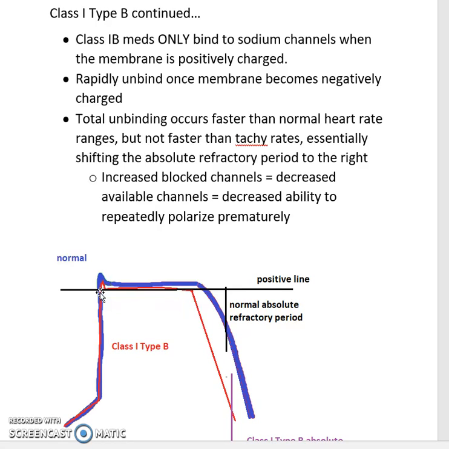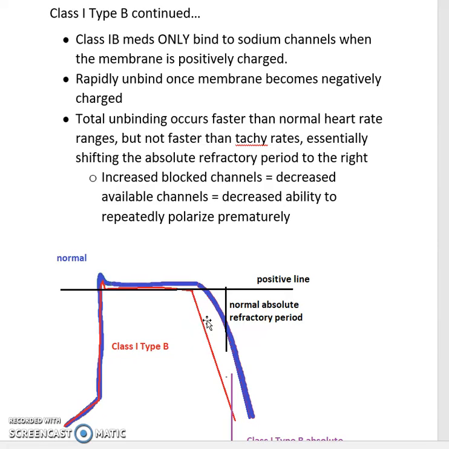In fact, it does so fast that if you have a normal heart rate, then none of the sodium channels will be bound by the time that action potential is ready to kick off again. However, it doesn't do so fast that if you have a tachy rate, it will be completely unbound by then. So essentially, if you have a tachy heart rate, it'll bind here, stay bound, it'll start to unbind here, but it won't be completely unbound by this point, which is where the normal absolute refractory period ends. Some of it will still be bound.